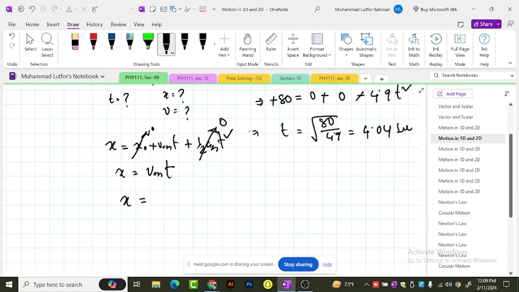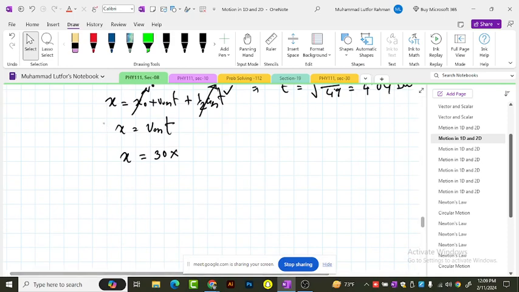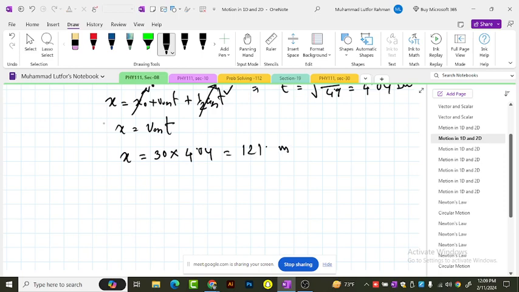It's 30, sir. It's a 30 initial velocity along the horizontal direction. You threw that particle initially towards the horizontal direction. So that's why it should be 30 into t, 4.04. It should be probably 121 point something meter. So that would be the displacement of the particle if you throw with 30 meter per second from an 80 meter tower towards the horizontal. Then it will strike the ground 121 meter from the foot of your tower.